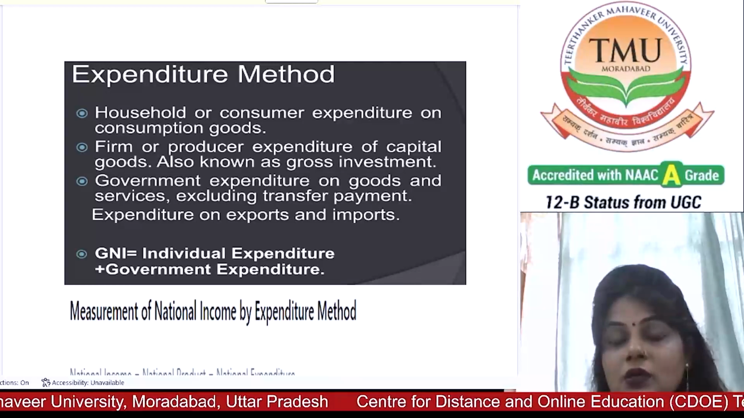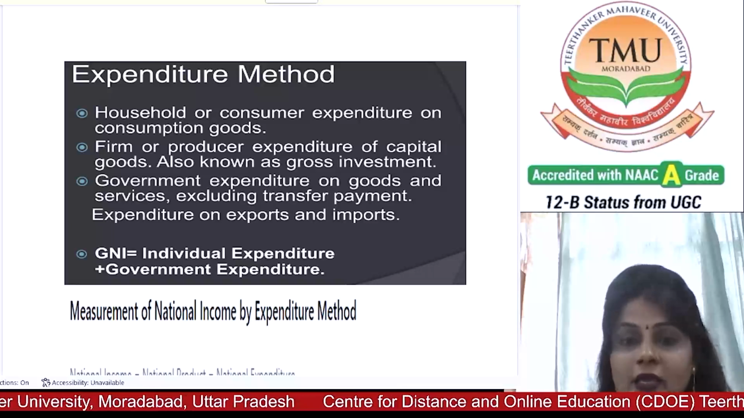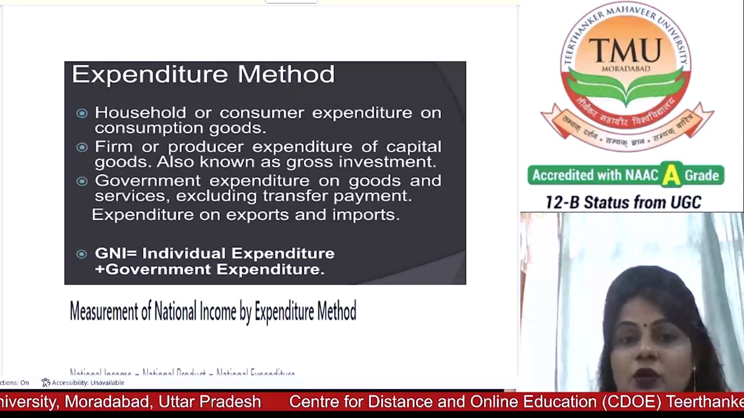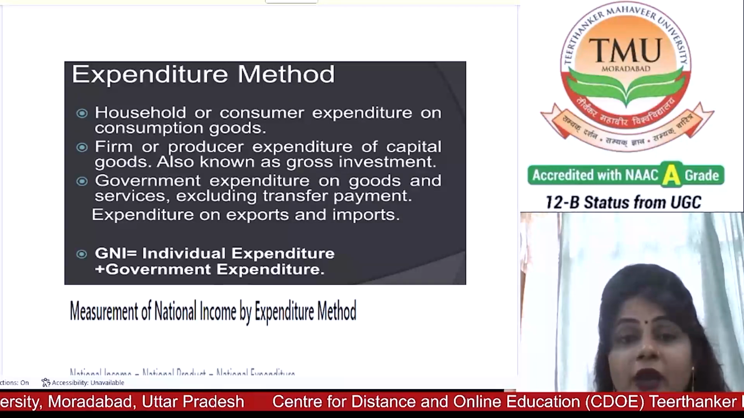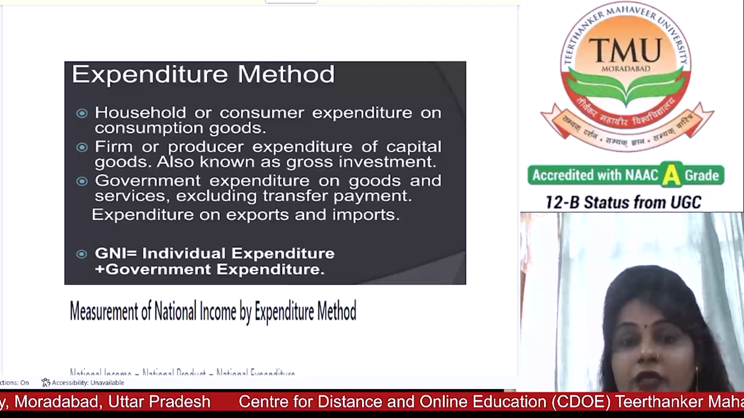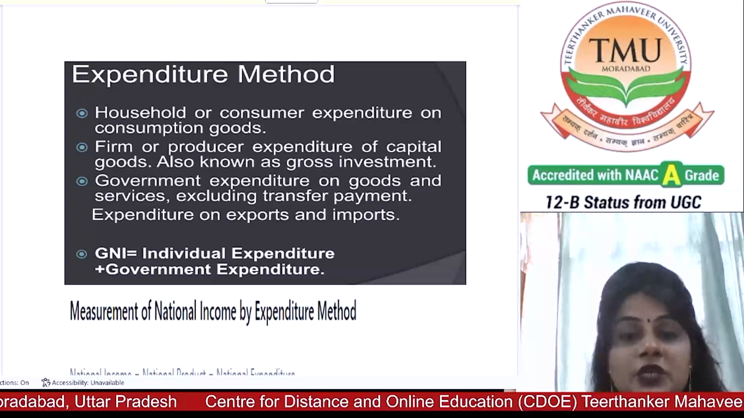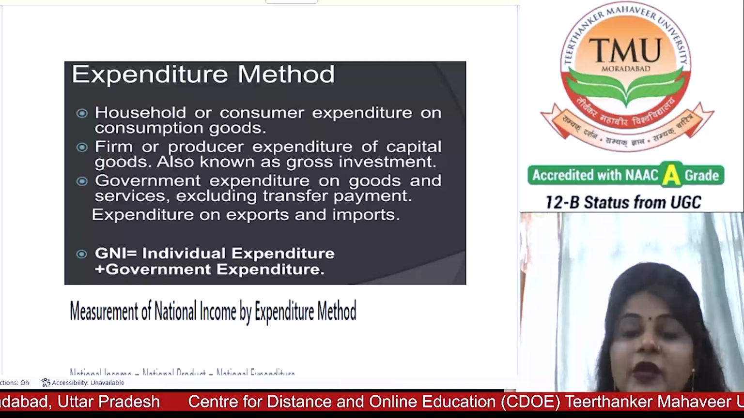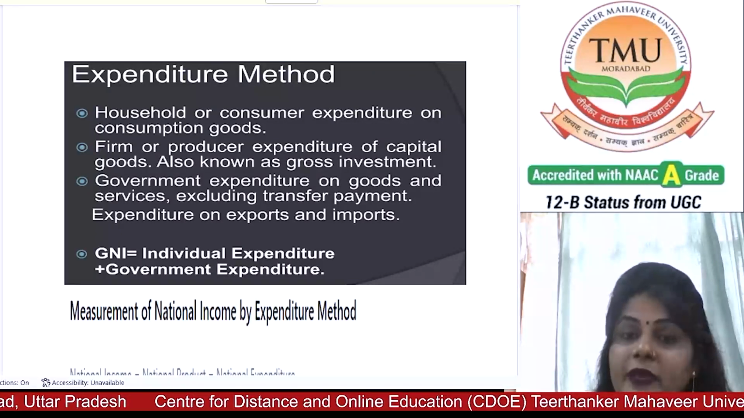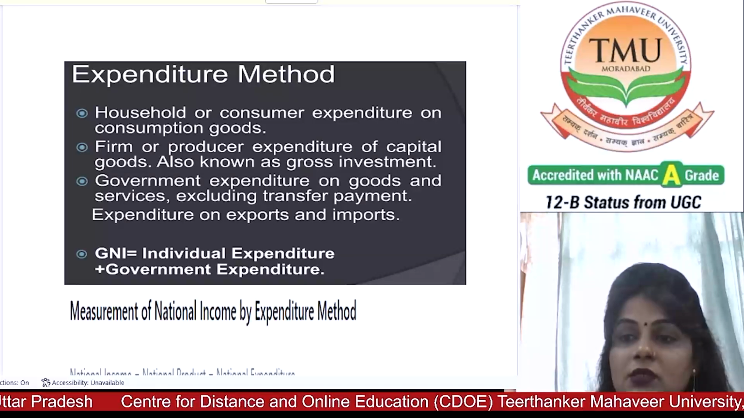as I also discussed, plus G, government expenditure, plus I, investment expenditure, plus NX, net export. Again, while determining income using the expenditure approach, you need to exclude expenditure on second-hand goods, purchase of shares and bonds, expenditure on transfer payments, unemployment benefits, pensions, and purchases of intermediate products.